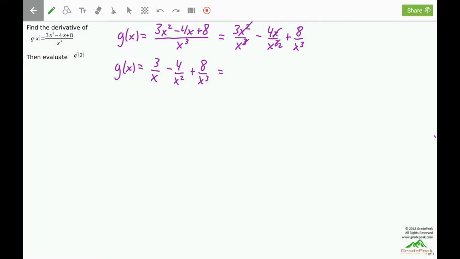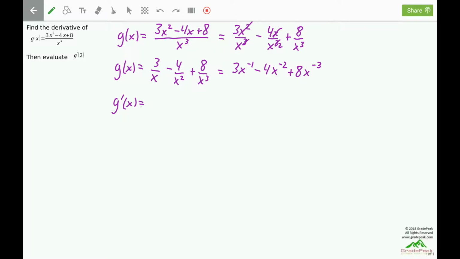Now each of these have a number in the numerator and an x in the denominator, which means we can rewrite them with a negative exponent. The first one can be rewritten as 3, move the x to the numerator and call it x to the negative 1. Second will be minus 4, move x to the numerator and call it x to the negative 2. And the third, plus 8, move x to the numerator and call it x to the negative 3. And by doing that, each of those terms is a power rule, and that avoided the use of the quotient rule for the original quotient.